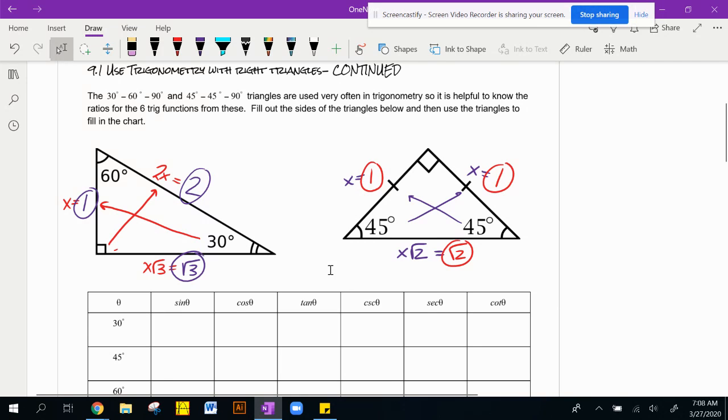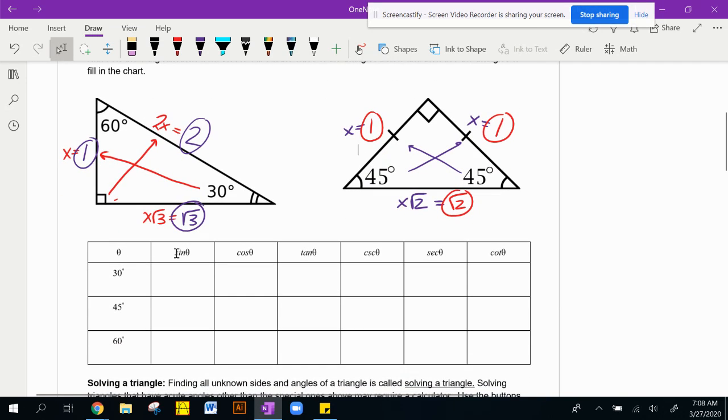So these are the most common angles that we'll see, and we're going to use them to help fill out this chart. So we have to remember SOHCAHTOA, right? So for sine, we're looking for the opposite side over the hypotenuse. And we're going to do this for 3 different angles. So 30 degrees means we want sine of 30 degrees.